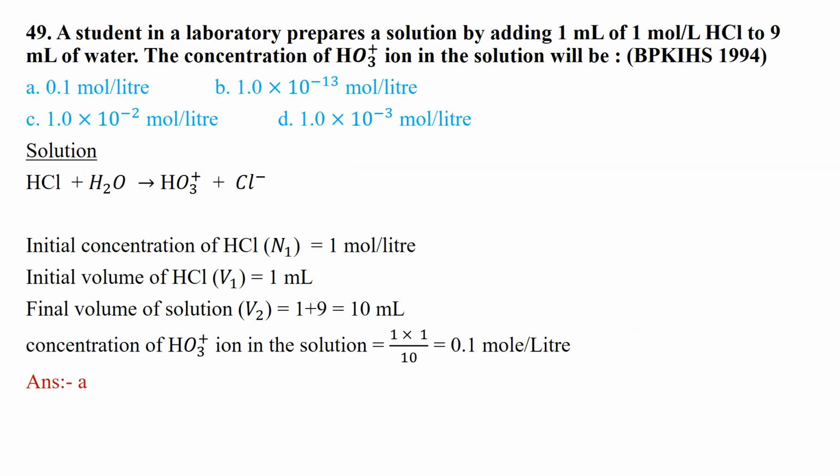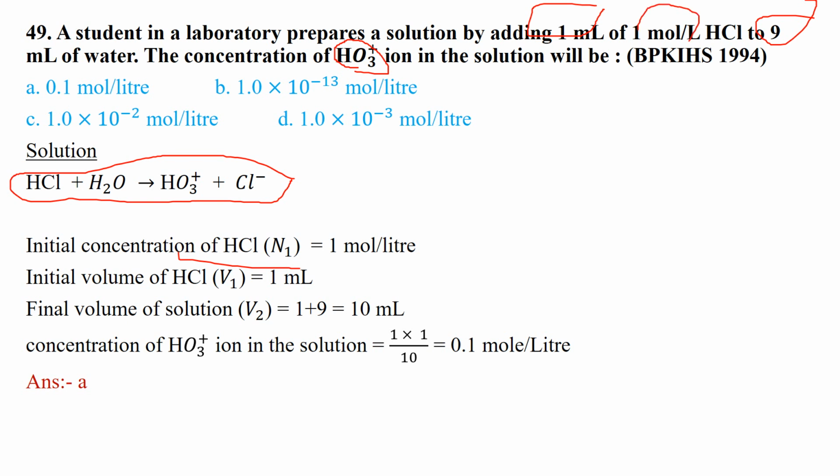A student in the laboratory prepares a solution by adding 1 ml of 1 mole per liter HCl to 9 milliliter of water. Then what is the total volume of the solution? 1 plus 9, that is 10. The concentration of hydronium ion H3O plus in the solution will be. So this is the general reaction. Initial concentration of HCl is what? 1 mole per liter. Initial volume is only 1 ml, but the final volume is 1 plus 9, that is 10 ml, right? Because 9 ml of water is added to the 1 ml of 1 mole per liter HCl, the total volume of that solution will be 10 milliliter.